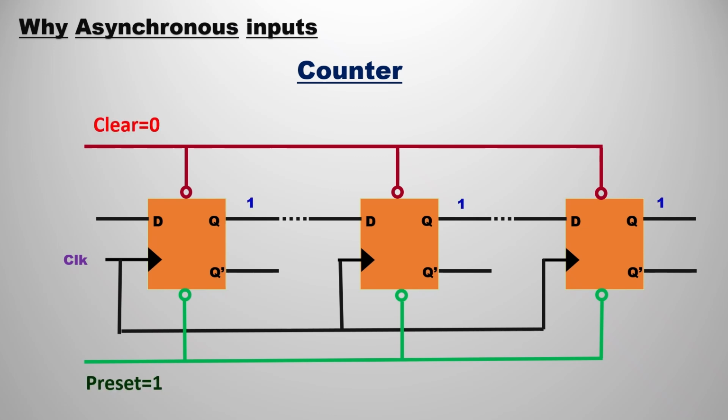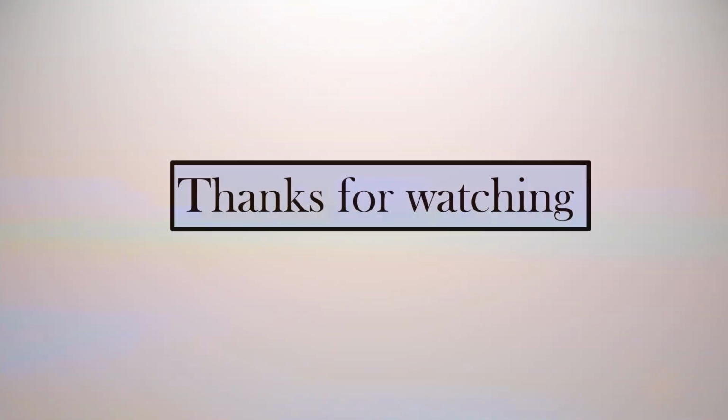And vice versa, you can do that also. If you want all the outputs at a time, in the first stage or the middle stage or in between, to be initialized with 1, just set preset as 1 and clear as 0. That makes all the flip-flops have their outputs initialized to 1. I hope you understood this video.